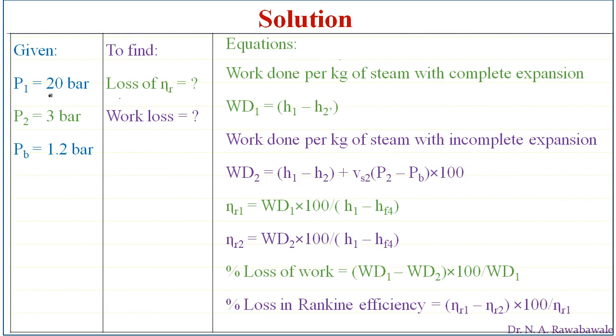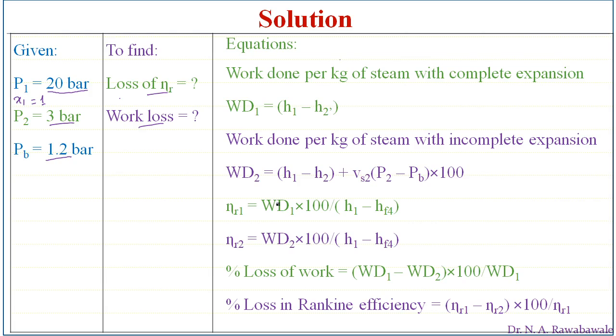So P1, the pressure of steam when it enters the turbine, is 20 bar, and dryness fraction x1 is equal to 1 because it is dry saturated. The pressure at release is 3 bar, and the condenser pressure is 1.2 bar. Then we are asked to find the loss in Rankine efficiency and the work loss.